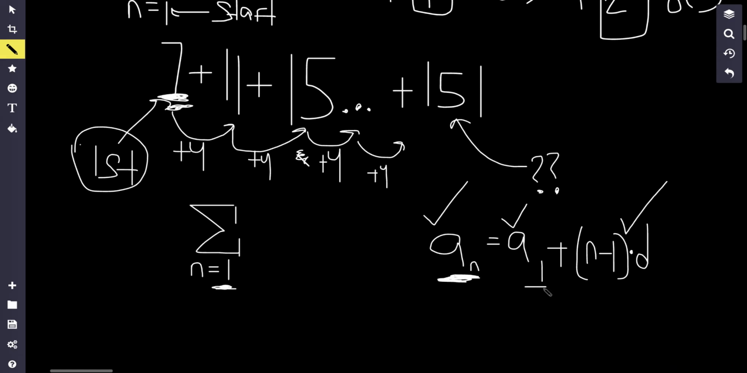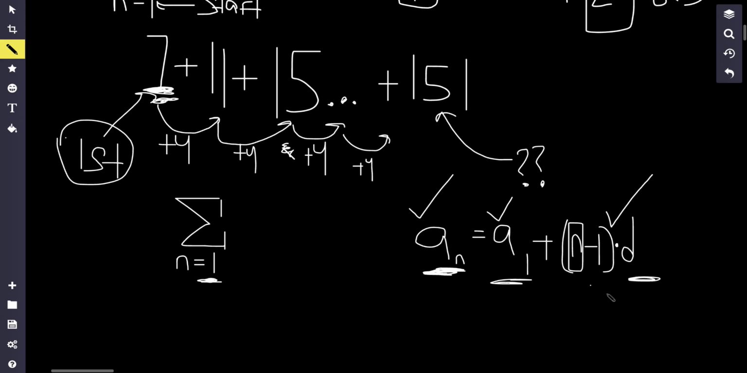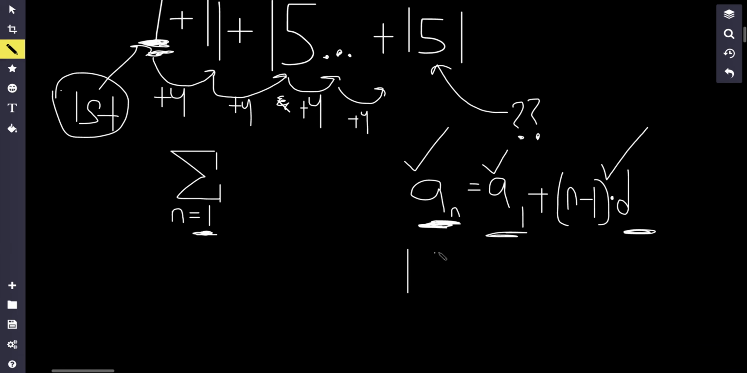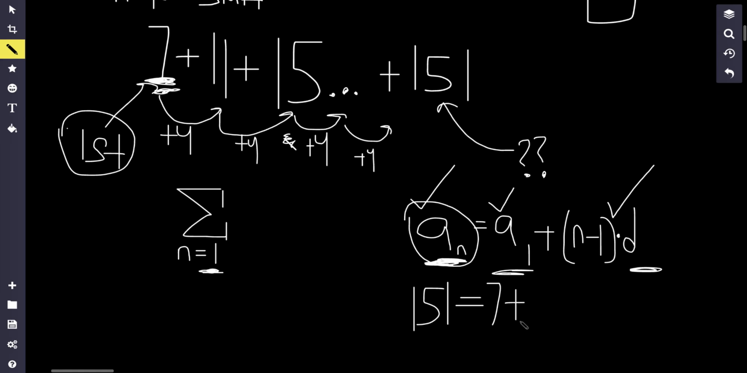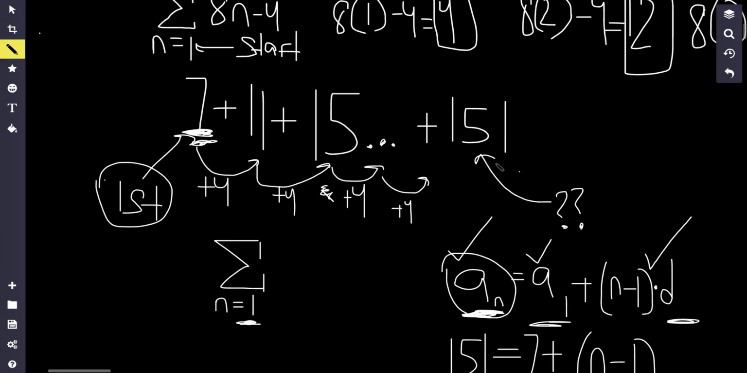Because I have these 3 variables that I know, I can just solve for n, and it'll be all good. So let me show you what I mean. All I'm going to do is say, okay, 151, which we know is a sub n, a sub some unknown term. We don't know what term it is, but we know that it's 151. That's going to be equal to the first term plus n minus 1, times the common difference, which is 4.